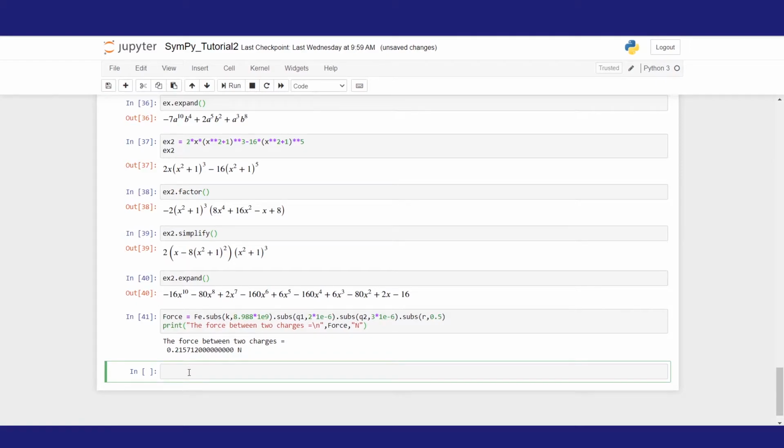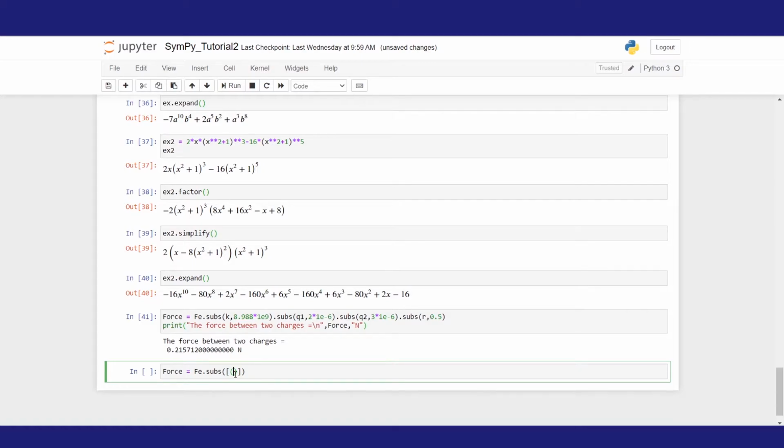Just as a reminder, again, we would say force equals, we go back to our FE which we had previously, and now instead of using .subs, .subs, .subs, we could have a list of tuples of those substitutions, the symbols and their values. So I have a list, but inside I need to have tuples. If you haven't looked at my videos about tuples and lists, please go ahead and watch my Python videos.